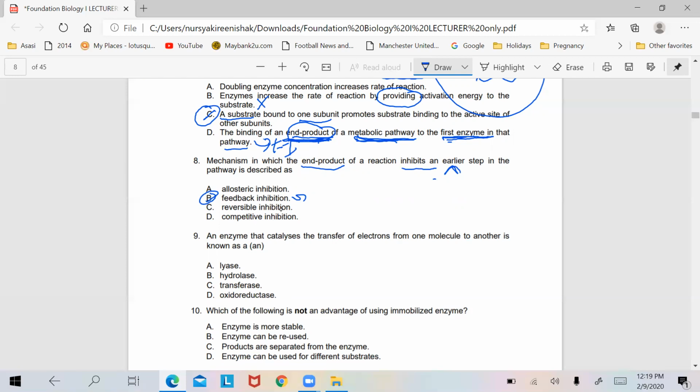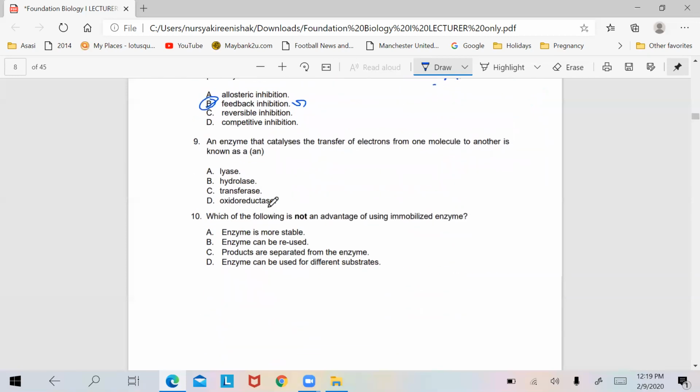It prevents the cell from wasting chemical resources. Okay, so number nine: an enzyme that catalyzes the transfer of electrons from one molecule to another molecule is known as... so what is the keyword? Transfer of electrons. Okay, transfer of electrons.